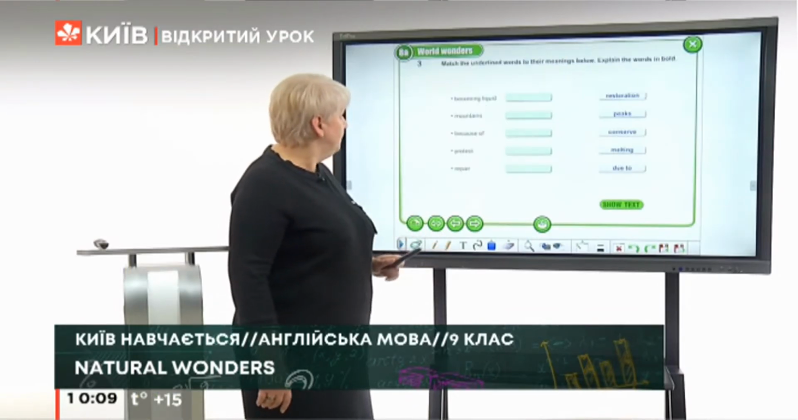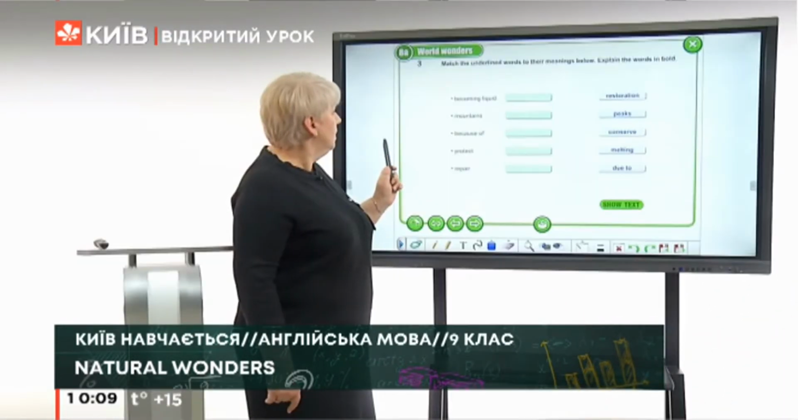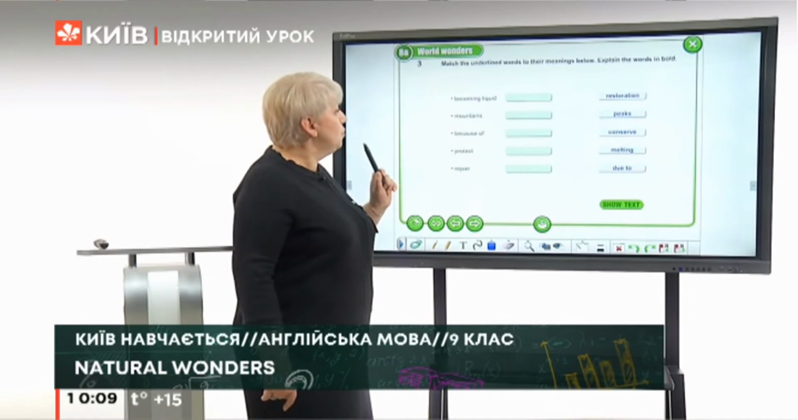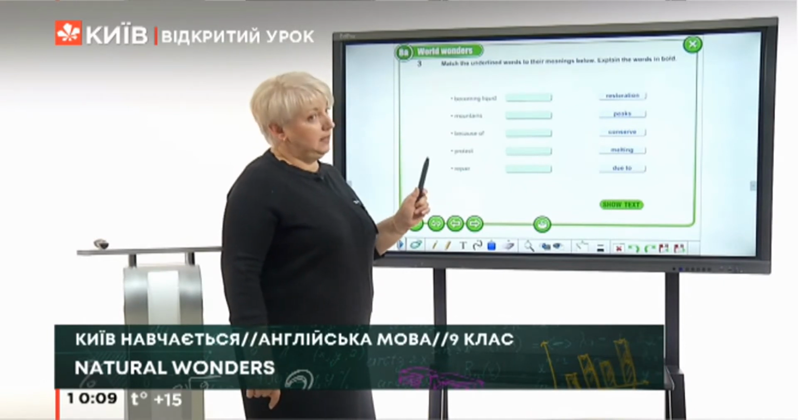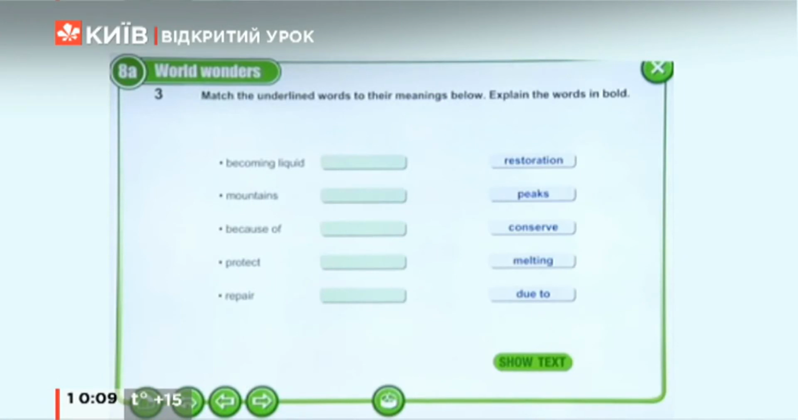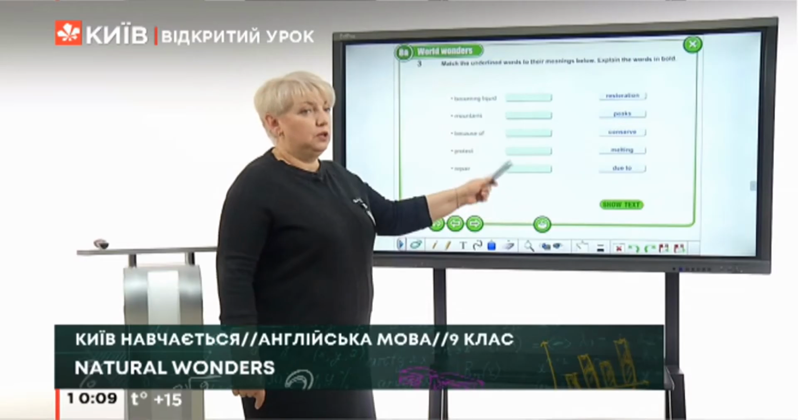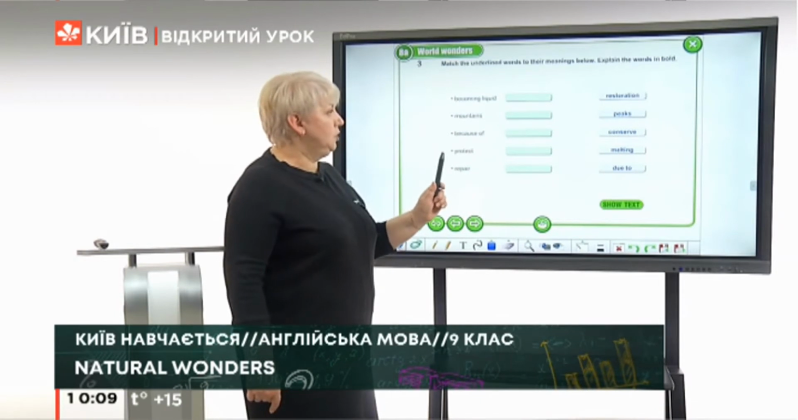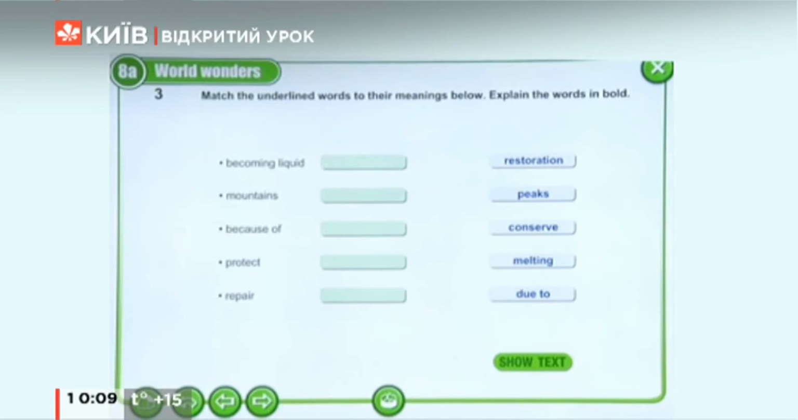And now you have word combinations which you should match to their meanings. Becoming liquid, mountains, because of, protect and repair. And the words from the text: restoration, peaks, conserve, melting, and due to. These words are familiar to you, and we'll see how you can paraphrase them.